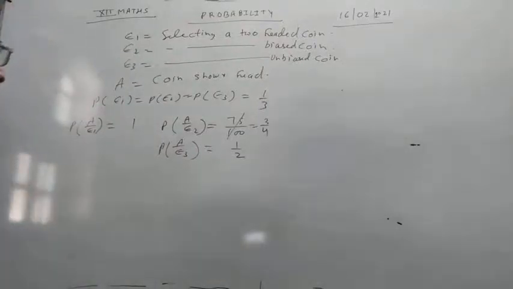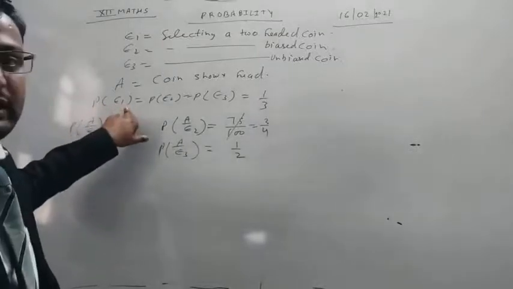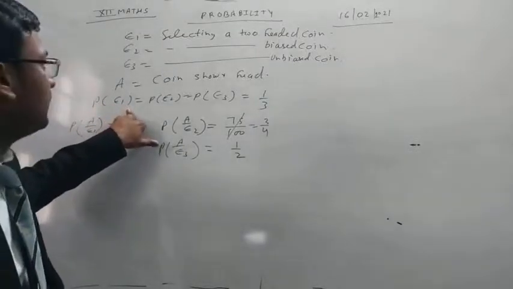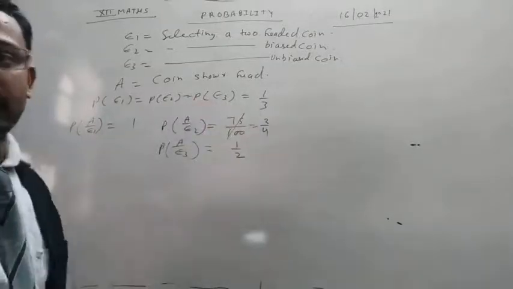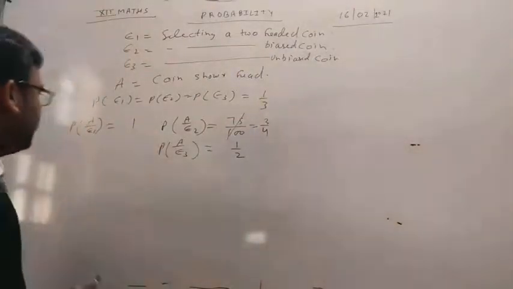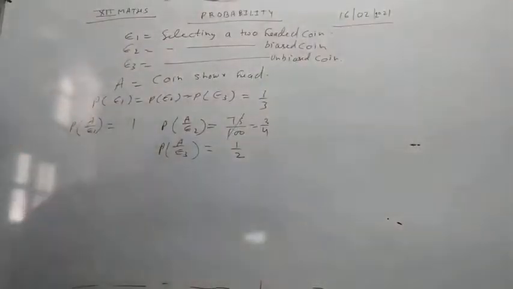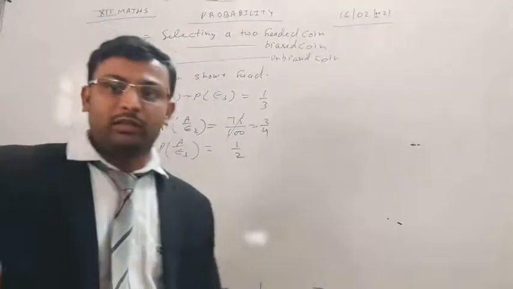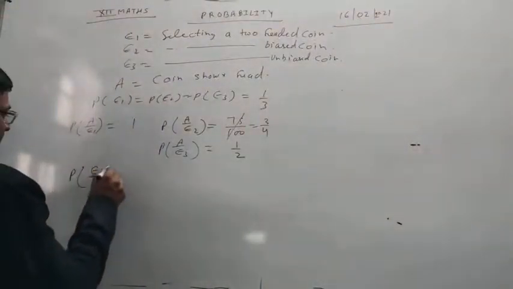From these three events, if we select any one, then the probability of E1 is 1 by 3, the probability of E2 is 1 by 3, and the probability of E3 is 1 by 3, because they have equal chances. Now we have to find the probability that it was a two-headed coin, that is, the probability of E1 by A.